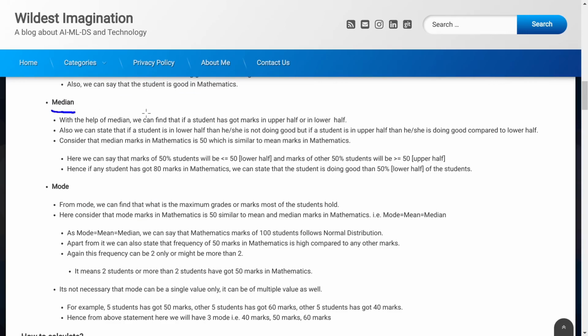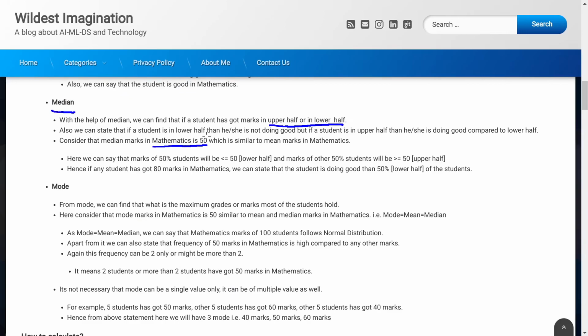As I have mentioned earlier, median will divide all the data points into equal halves, such that upper half and lower half. Over here, consider that my median marks in mathematics is 50. Just for your reference, over here we are considering normal distribution of all the data points. It means that marks in mathematics and English are following normal distribution. And in the case of normal distribution, mean, mode, and median will be equal.